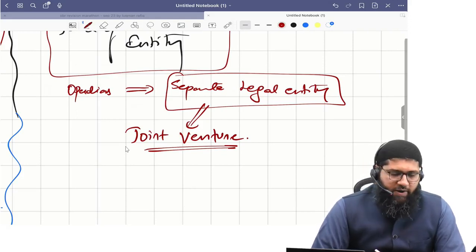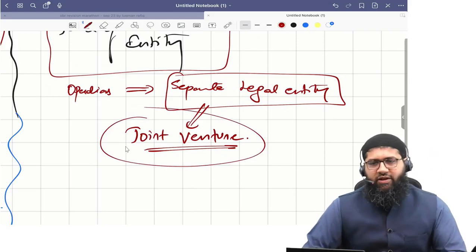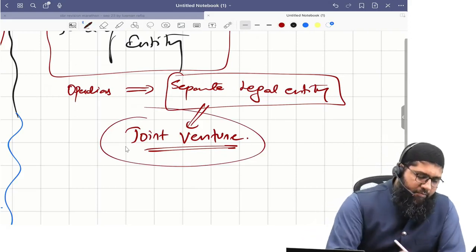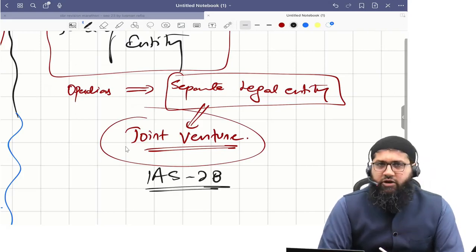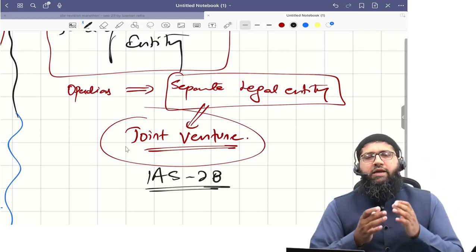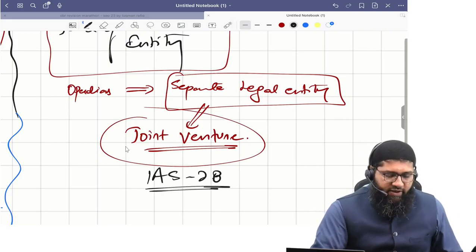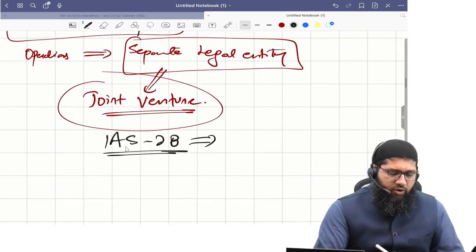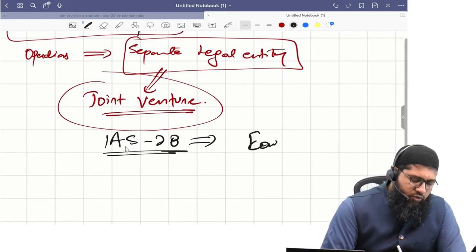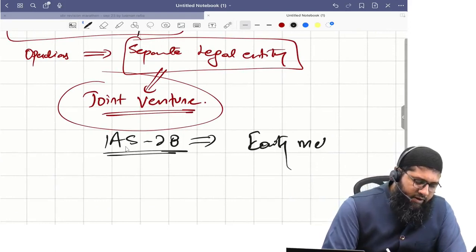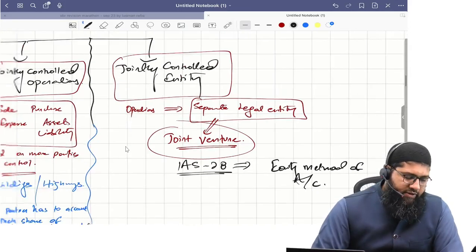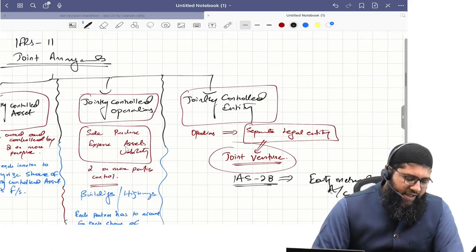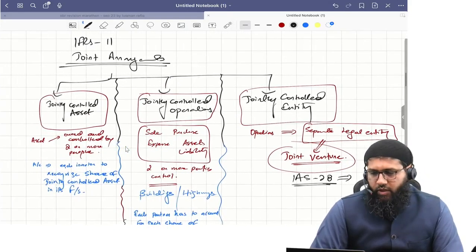Now what happens with respect to joint venture is that the joint venture is accounted for in the same manner as an associate. So the IAS 28, which is now termed as associates and joint venture, actually gives you the accounting for joint venture. And under this, what are you simply going to do? You're going to simply account for it using the equity method of accounting.